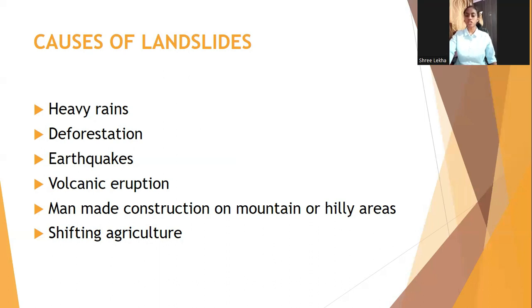Then we have man-made constructions on mountains in hilly areas. Especially in these hilly areas, when there is construction of roads or buildings, they tend to affect the rocks as well as the land in that area, therefore causing landslides. Next, we have shifting agriculture. Here, farmers plant crops, and once they've utilized the land and all the fertility of the soil is gone, they just shift to another land and leave this land barren, therefore causing a lack of soil nutrients, infertile land, and very dry land. So this causes soil erosion and landslides.